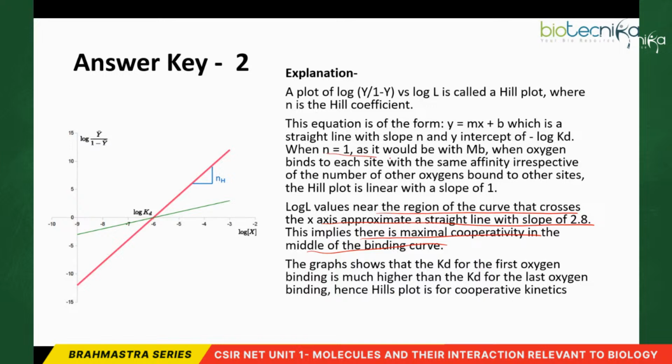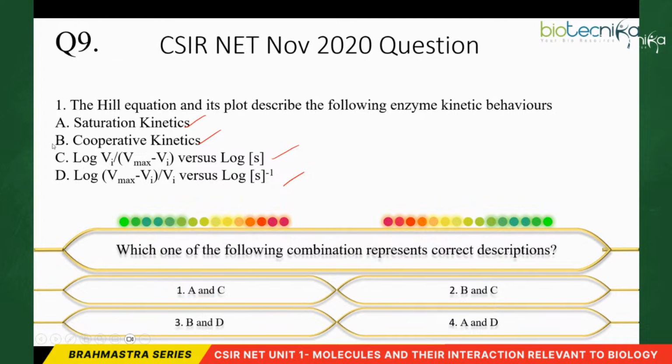So when n is equal to 1, as it would be with myoglobin, the oxygen binds to each site irrespective of the others, with the same affinity. But in the hemoglobin example, what happens? You have 4 binding sites. When one ligand binds, the next ligand binding is easier, the next is even easier, and the last ligand binding is very easy. So generally their plots will have a slope of more than one, right? So that's why here the answer will be cooperative kinetics. This part is right, but it would be cooperative kinetics. Okay, Malini, got it?